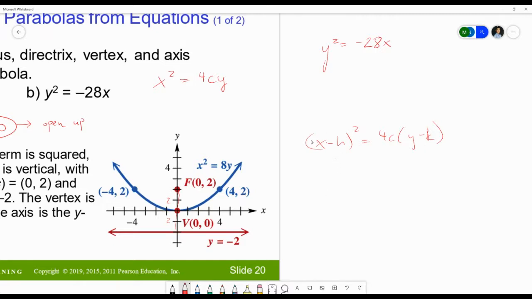Okay. So whichever one is being squared, that is going to be the one that you're going to see opens up or down, left, right. Okay, thank you. And then with y, right, the constant is still always 4c. Yeah, it's always 4. Doesn't matter if it's x or y. Parabola is always 4c times whatever the other variable is.